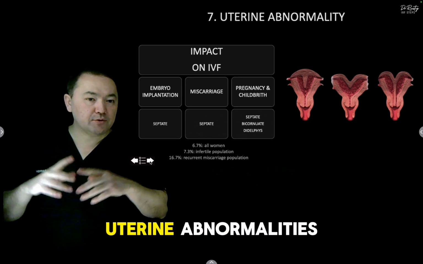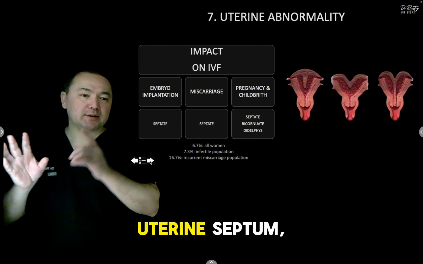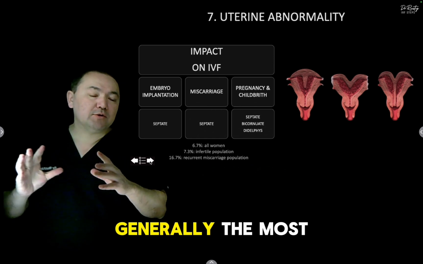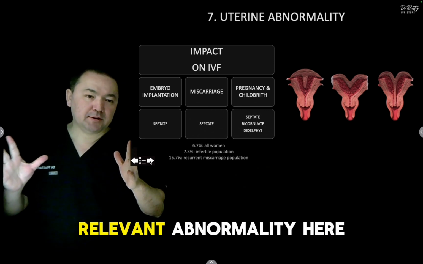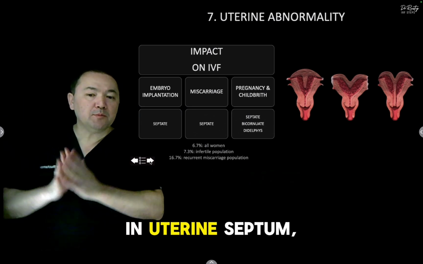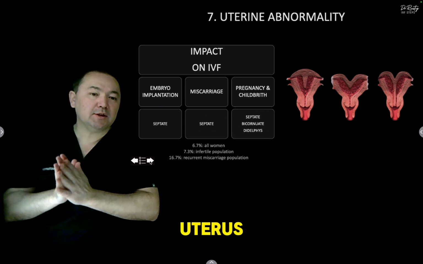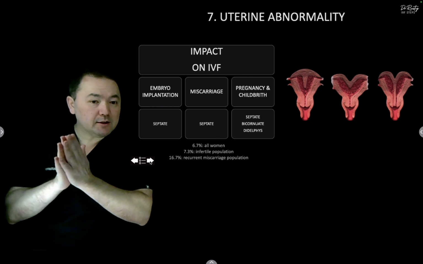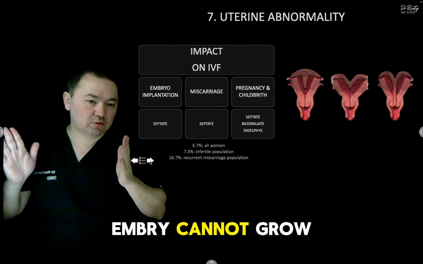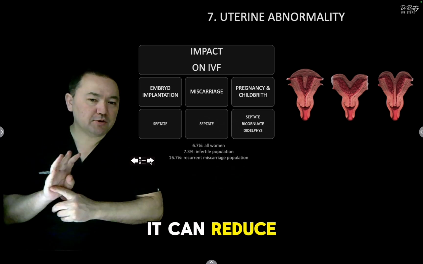Seventh condition is uterine abnormalities. There are different types of uterine abnormalities. They're called uterine septum, arcuate uterus, bicornuate uterus, didelphic uterus. Generally the most relevant abnormality here is uterine septum. In uterine septum, you have a dividing wall hanging from the ceiling of the uterus. That is connective tissue. If implantation takes place on that wall, the embryo cannot grow because it doesn't have any blood vessels. So it can reduce your chance of implantation.